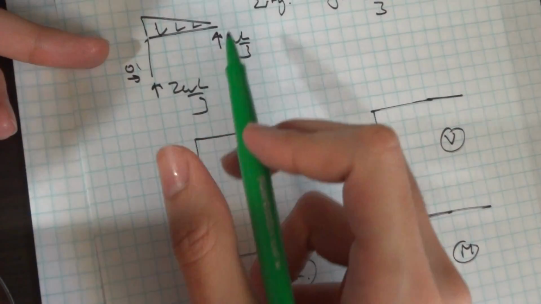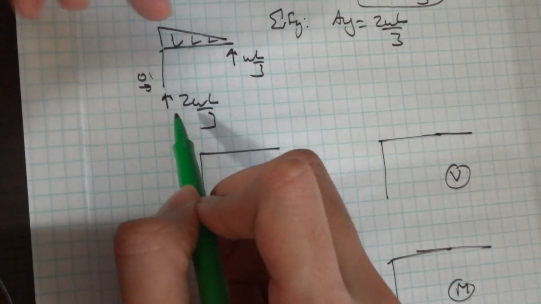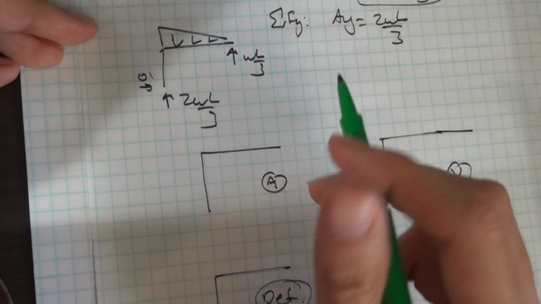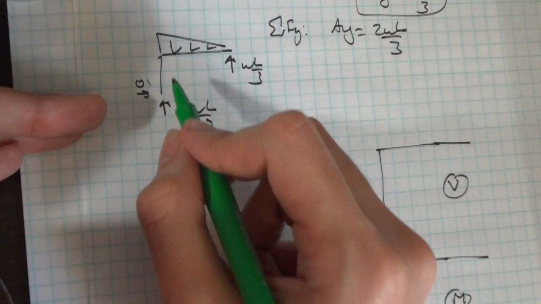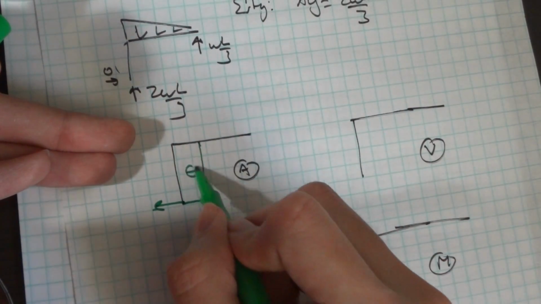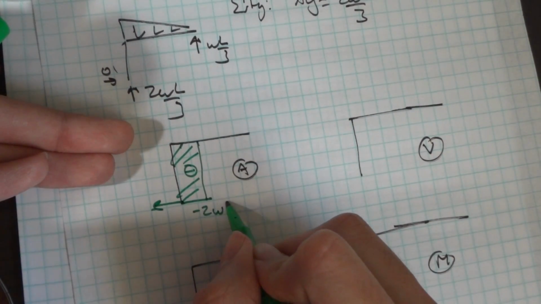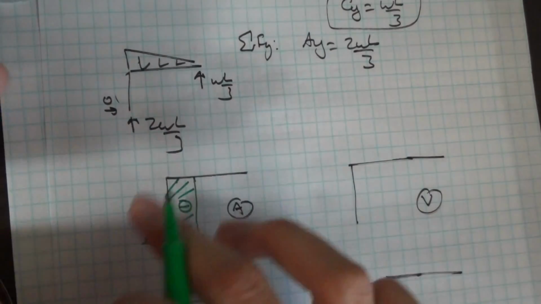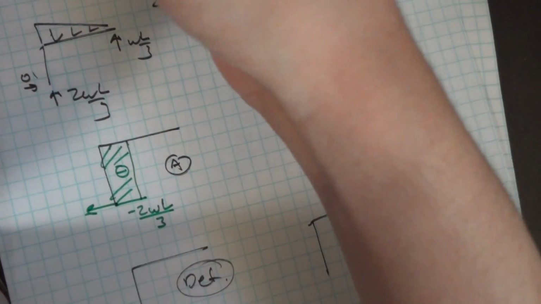For my axial force diagram, let's just try sketching this really quickly. I have 2WL on 3 in compression, right? The axial force is basically equal to this reaction. If I say that this way is positive, then since this is in compression, I'm going to go down and say that this is negative. It's going to be negative 2WL on 3, and that is my axial force diagram. As you can see, it's very straightforward. For my shear, I'm going to have something similar.